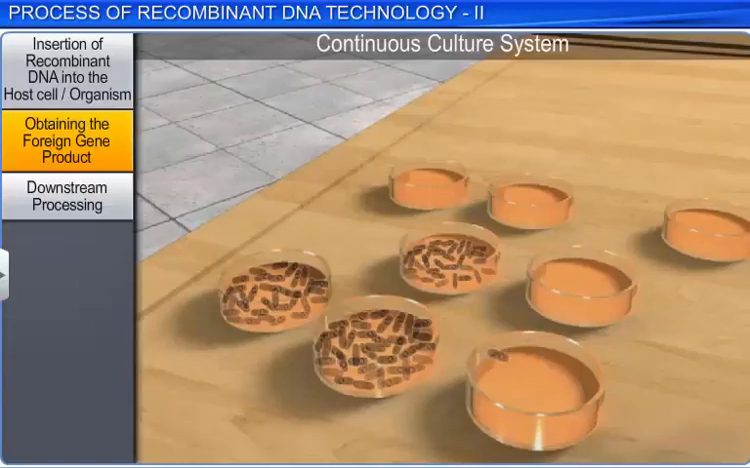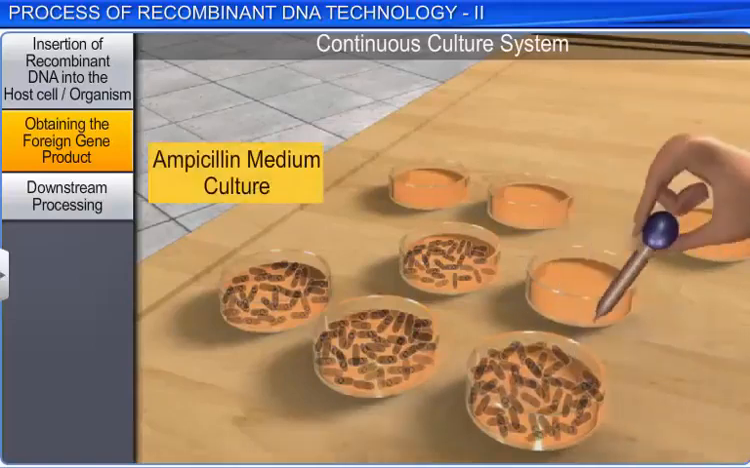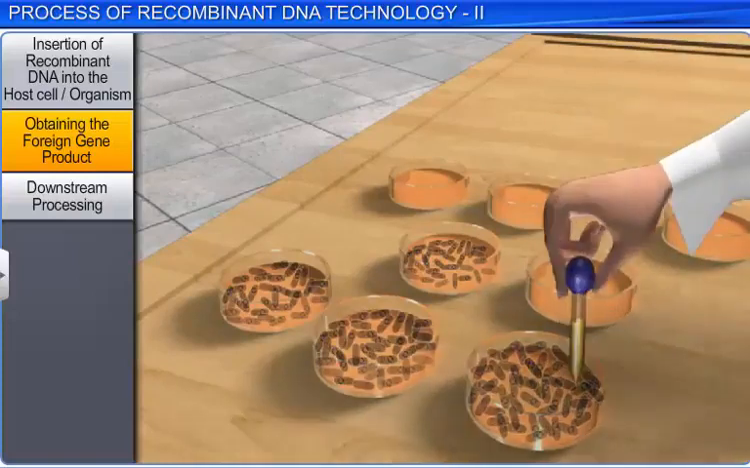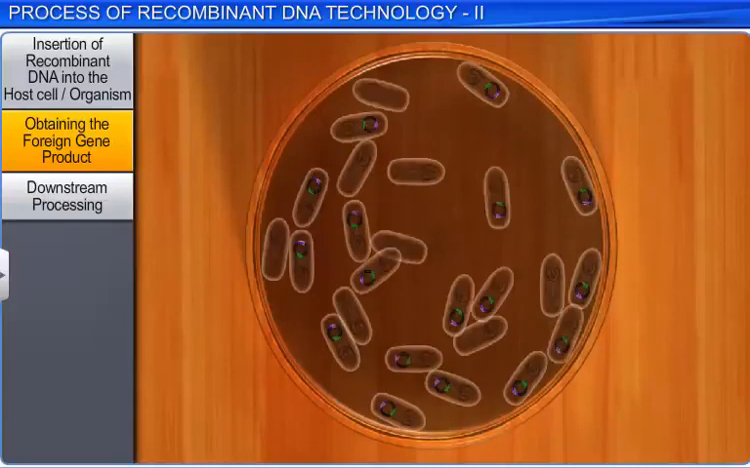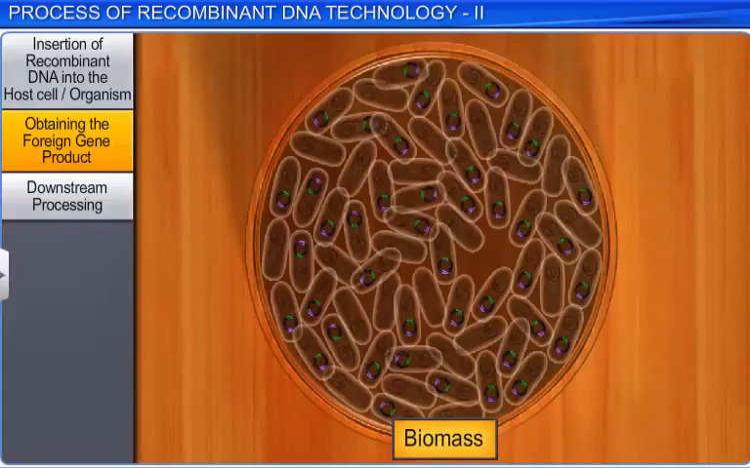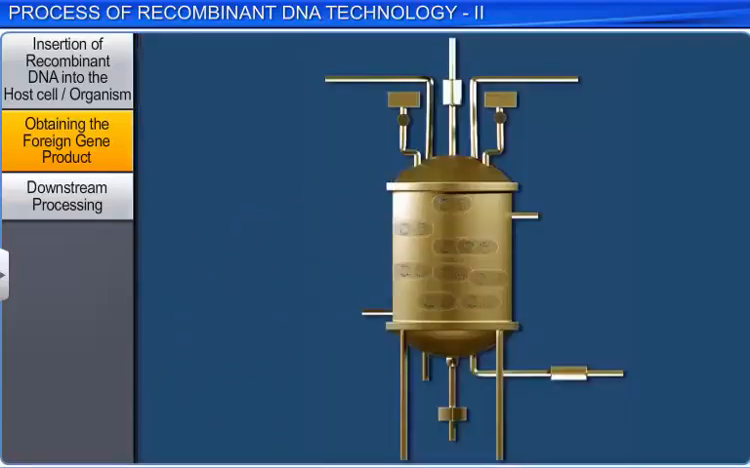These cells can also be multiplied in a continuous culture system in which the used medium such as ampicillin is drained from one side, while a fresh medium is added from the other, so that the cells can be allowed to remain in their most exponential phase. Therefore, a continuous culturing system produces a large number of cells with recombinant DNA or biomass, which results in higher yields of the desired protein. To produce biomass in even larger quantities, a bioreactor is used.